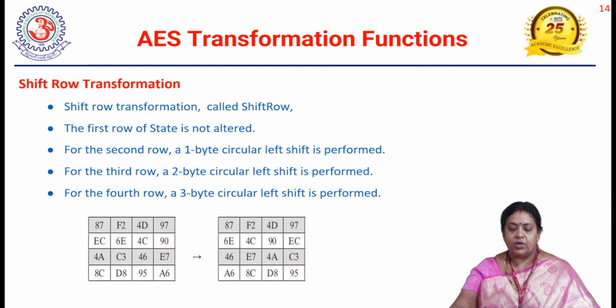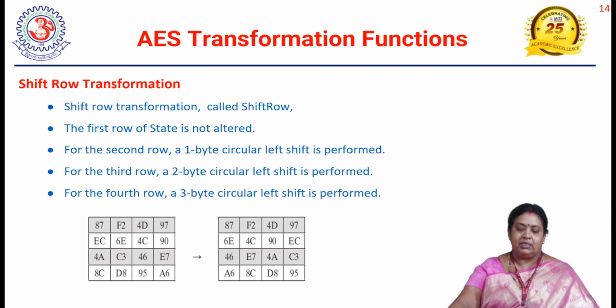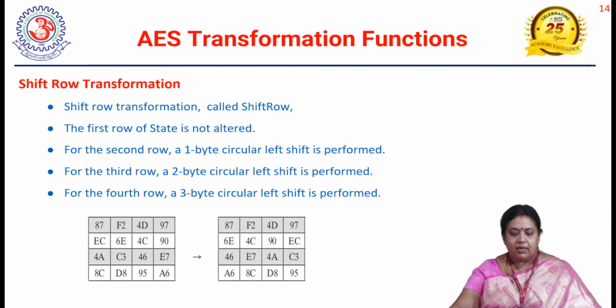What happens? The first row is not altered. It is replaced as it is. For the second row, we are going to perform a 1 byte circular left shift. We are going to perform shifting. How is shifting done? Left shift. We have to perform the left shift.